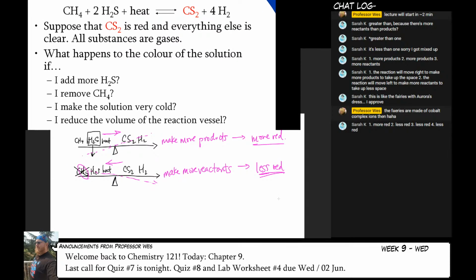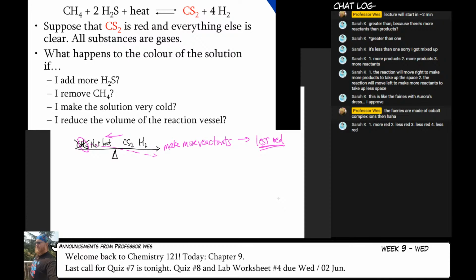Okay. Now, if I make the solution very cold, that'd be like getting rid of the heat, right? Well, heat is a reactant, and so if I have too little of that, I'm no longer at equilibrium. So I need to shift in this direction to replace the heat. So I need to make more, we'll put quotes, reactants, because heat is a reactant. And so this would turn less red.